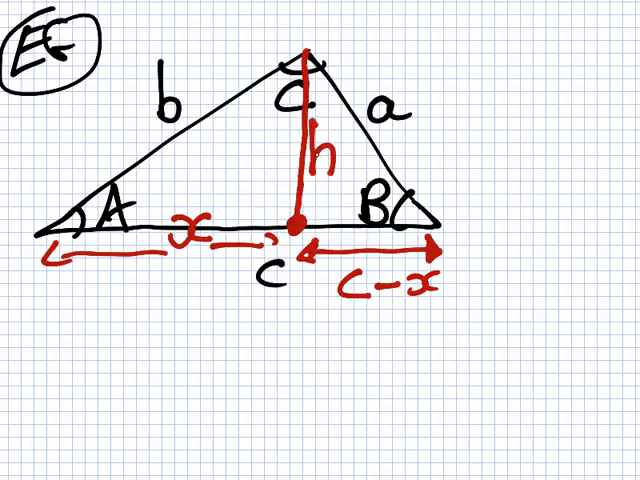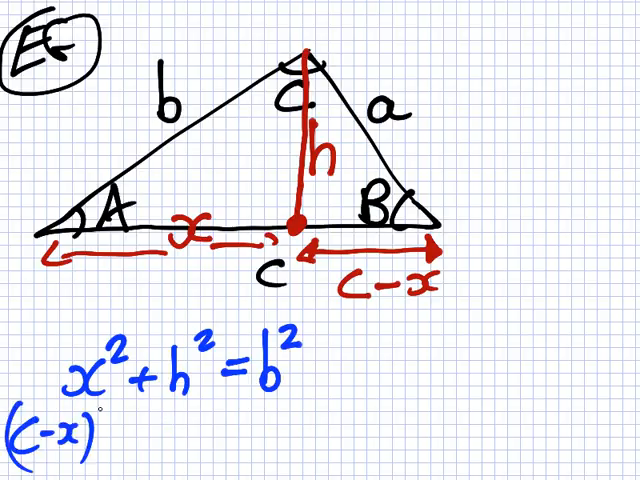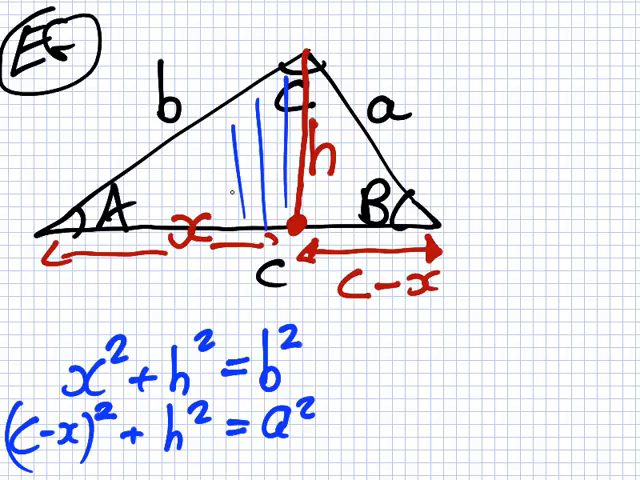Alright, so if I use Pythagoras theorem, I'll go with the one on the left, I suppose. X squared plus H squared equals B squared. And then I can also say C minus X squared plus H squared equals A squared. So I'm looking at this triangle, and then I'm looking at this one. Two Pythagoras here. That's A squared there.